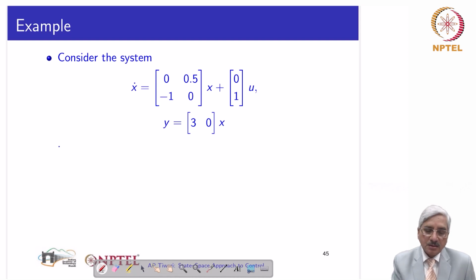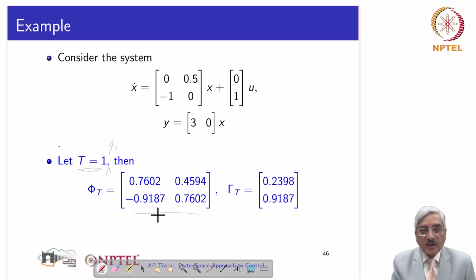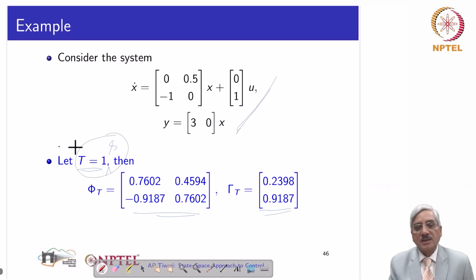We take this second order continuous time system, with A matrix 0, 0.5, minus 1, 0, and this is the B matrix. Of course, this is a scalar system. This is the C matrix. So N is 2, M is 1 and P is also 1. If this system is sampled for a sampling period of 1 second, then this will be the phi T and gamma T characterizing the discrete time system corresponding to this continuous time system sampled at the rate of every 1 second.